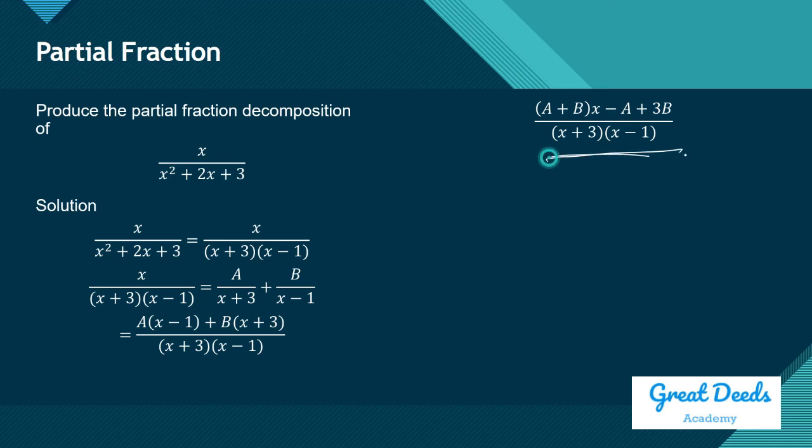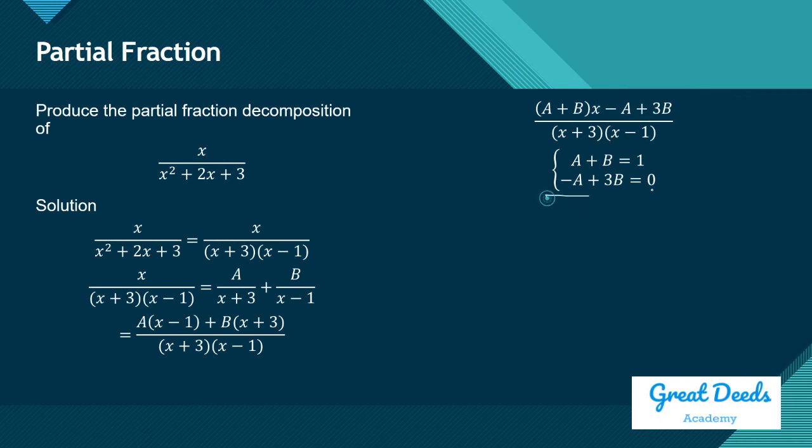When you get here now, what you will do is compare it with your original rational function. What is the coefficient of x here? That is 1. So a plus b must be equal to 1. And look at this. Does it have a constant term? Well, the constant term here is 0. So you have here plus 0. So this one must be equal to 0. Negative a plus 3b is equal to 0.